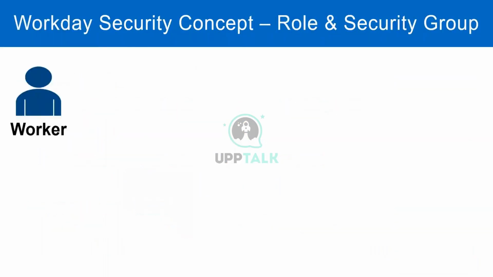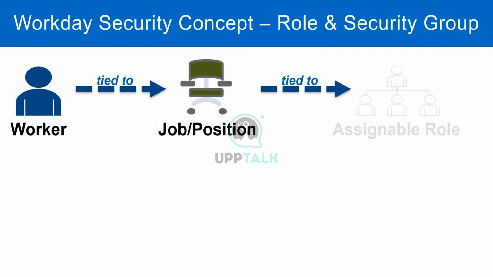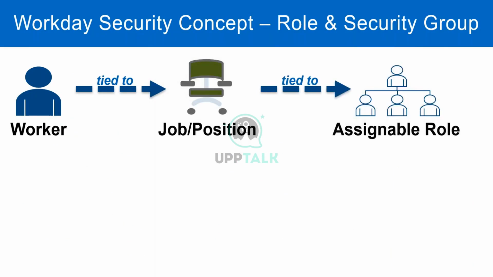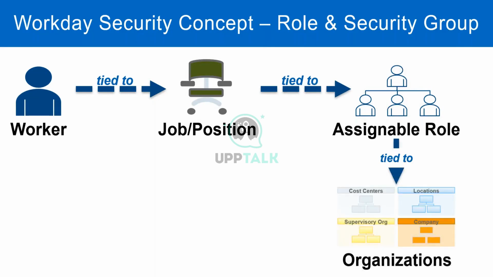Now let's quickly revise this. A worker is tied to a job or a position. The job or position is given to the assignable role. The assignable role is tied to organizations. So in this way, indirectly, the worker gets access to certain permissions.